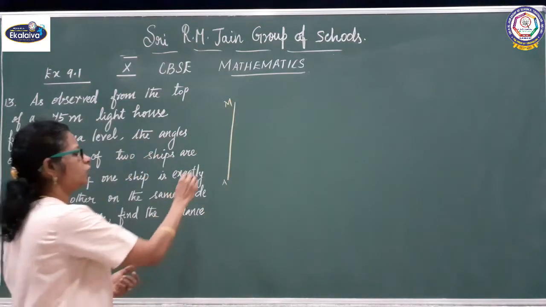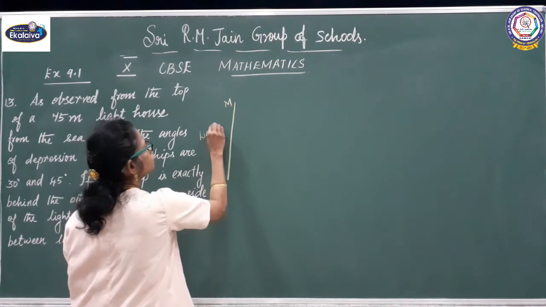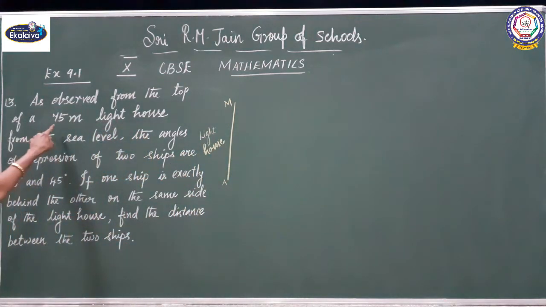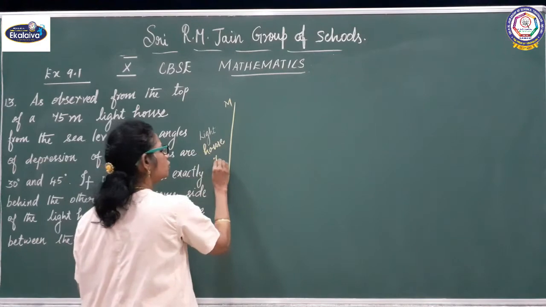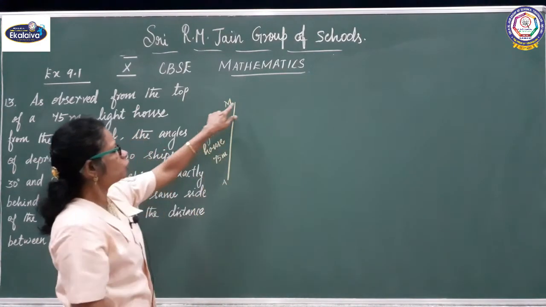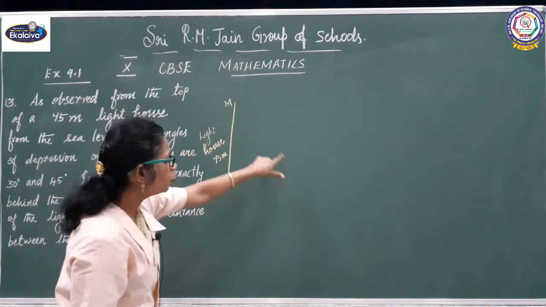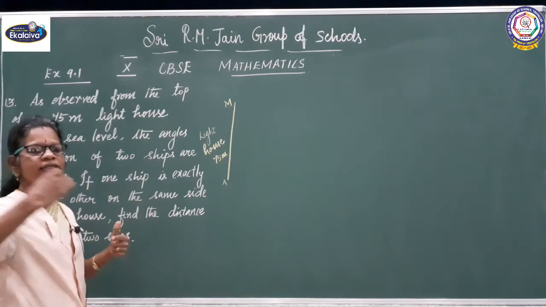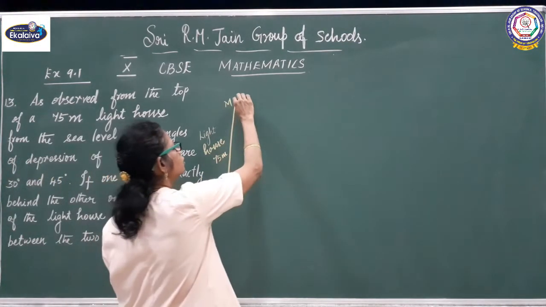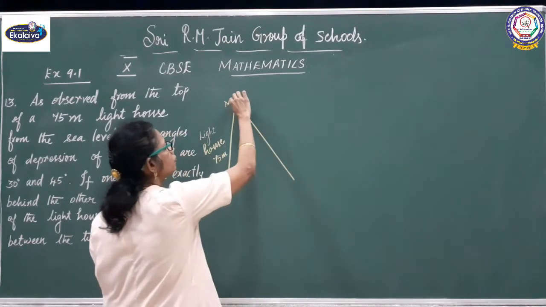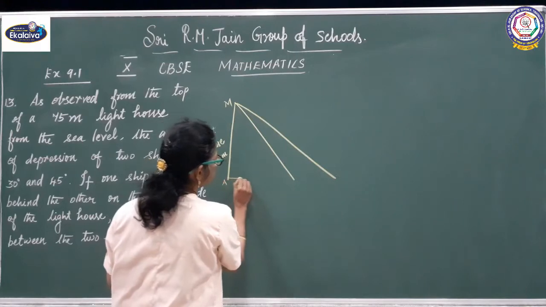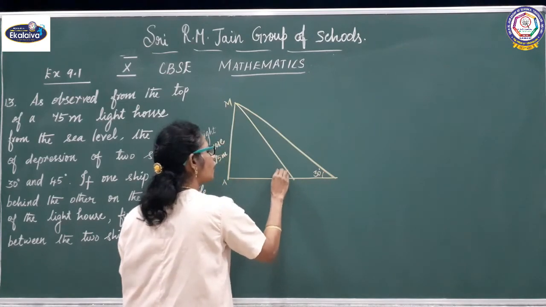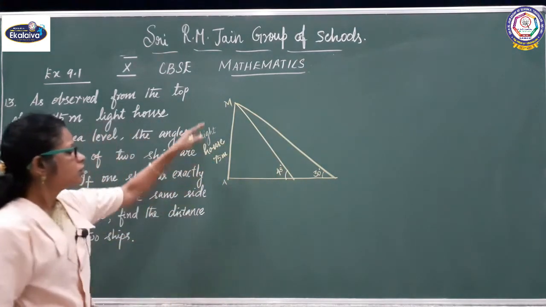This is our lighthouse. How much height they said? 75 meter. From the top of the lighthouse, you are viewing the two ships. Both are on the same side, but one exactly behind the other. Right? This is one ship. This is another ship. 30 degree. 45 degree, right? This is our lighthouse.